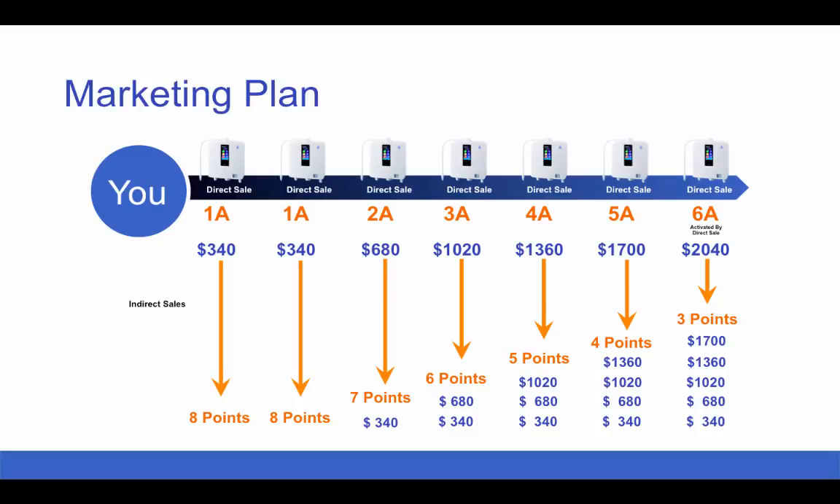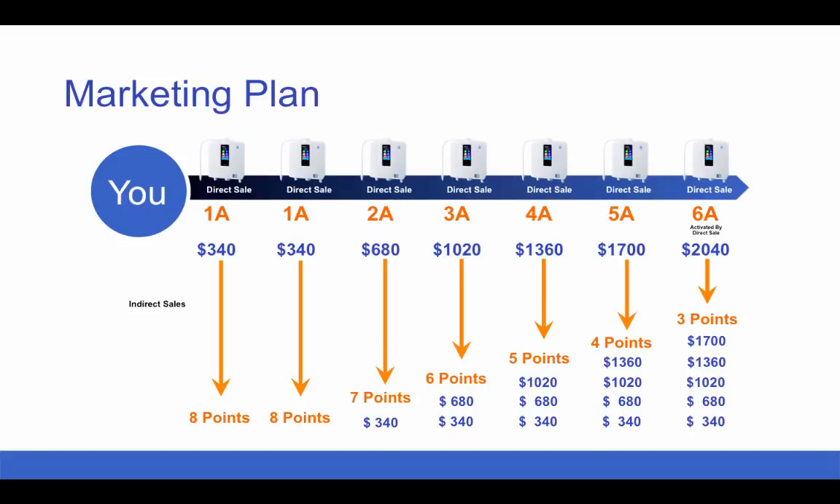So that's a really nice thing about the plan, it's not based on levels, it's based on points. As long as there's a point left to be made, you will make $340. Now, obviously, you want to keep going across so you can make the bigger money. So the question is, how do I get to 2A? Well, to get to 2A, you just need to make your third direct sale. On your third direct sale, you open up your 2A override lane.